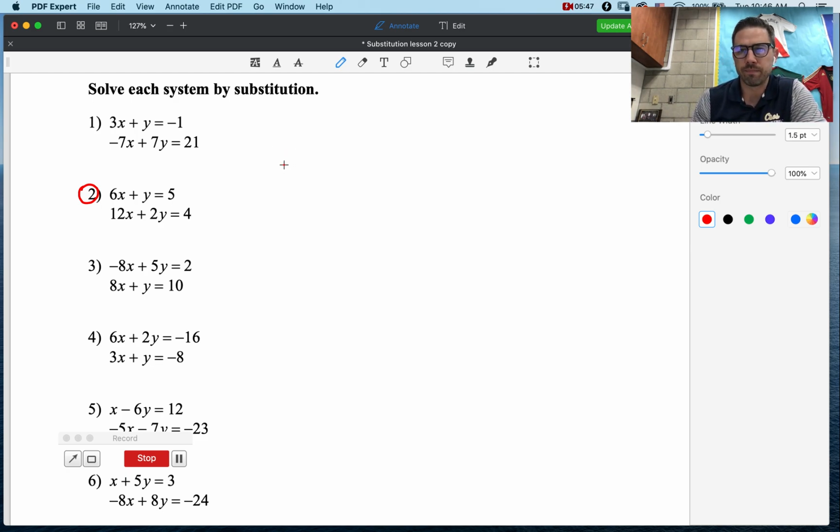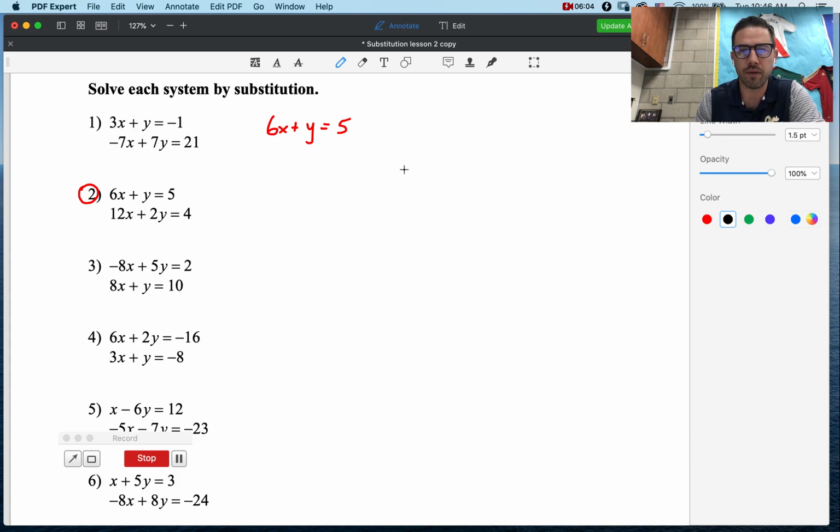All right, so let's get it. I can identify here that y is by itself in problem number 2 at the top equation. So I'm going to focus on that top equation first. I'm going to write it out: 6x plus y equals 5.